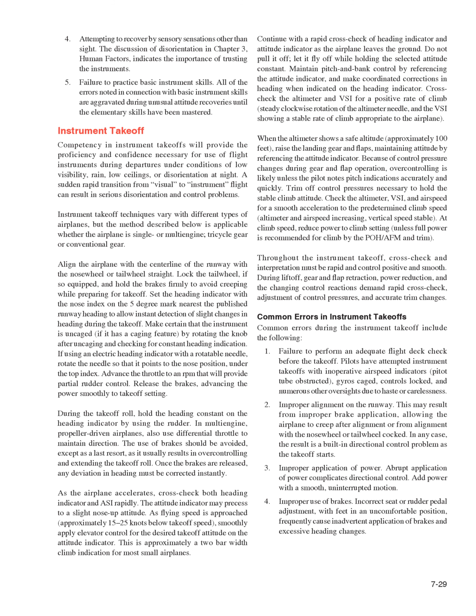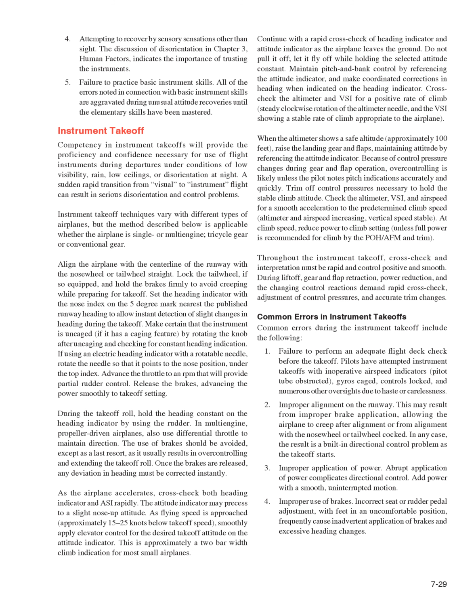Continue with a rapid cross-check of heading indicator and attitude indicator as the airplane leaves the ground. Do not pull it off, let it fly off while holding the selected attitude constant. Maintain pitch and bank control by referencing the attitude indicator, and make coordinated corrections in heading when indicated on the heading indicator. Cross-check the altimeter and VSI for a positive rate of climb, steady clockwise rotation of the altimeter needle, and the VSI showing a stable rate of climb appropriate to the airplane.